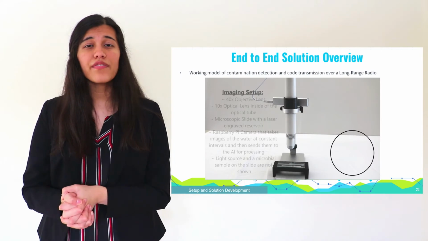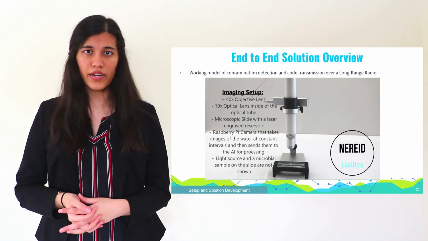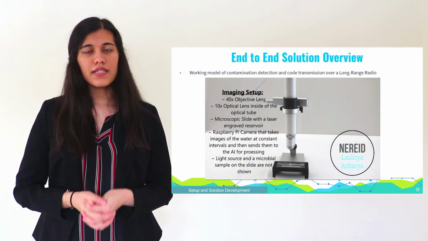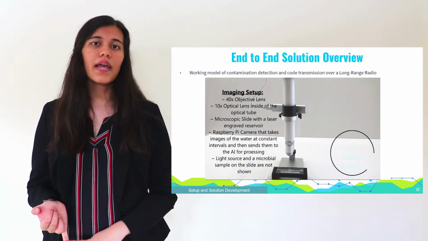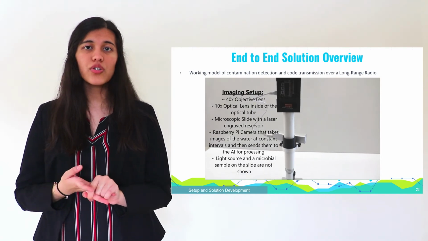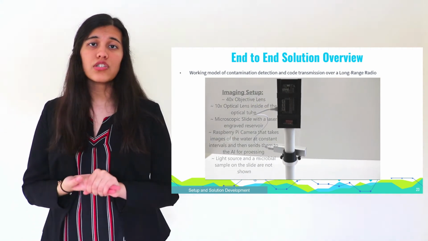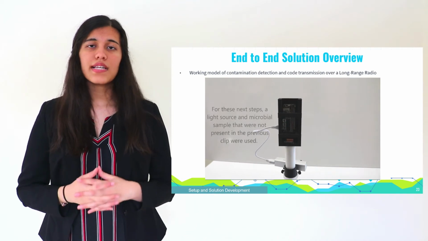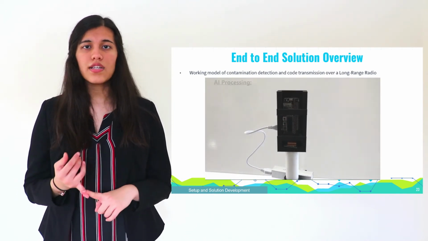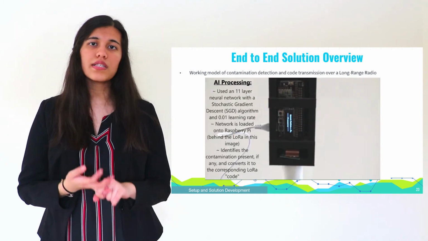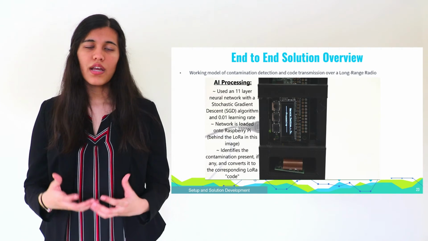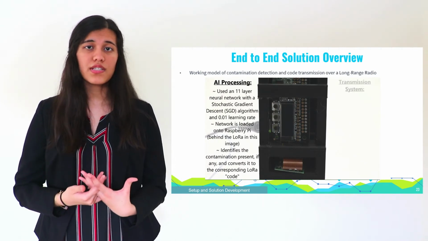Now, here's a quick video of my entire device working. First is the microscopic system. The microscopic system is utilizing the Raspberry Pi camera, the 10 magnification optical lens and optical tube, and the 40 magnification objective lens. Next is the 11-layer neural network with the AI processing, a stochastic gradient descent algorithm, and a 0.01 learning rate. This then provides us with the classification, and that takes us to the transmission system of the LoRa.